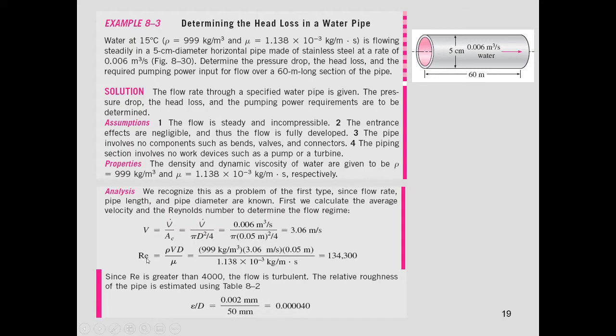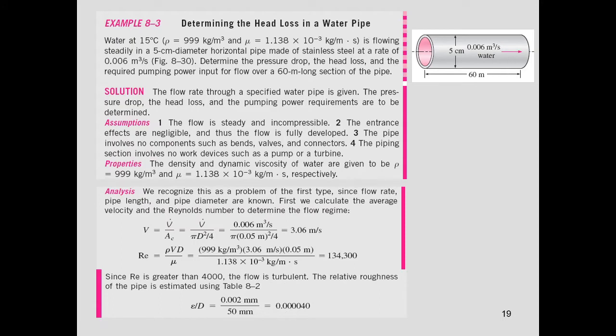So the Reynolds number is rho V D over mu. Rho is 999 kilogram per meter cube, V is 3.06 and D is 0.05. Mu is 1.138 times 10 power of negative 3. You get the Reynolds number is equal to 134,300. So it's more than 4,000. Then you can confirm here the flow is turbulent.